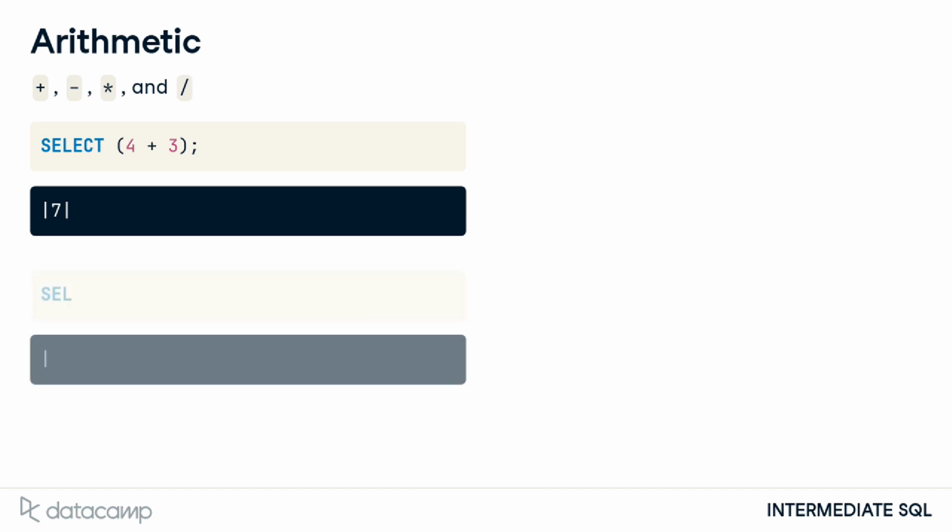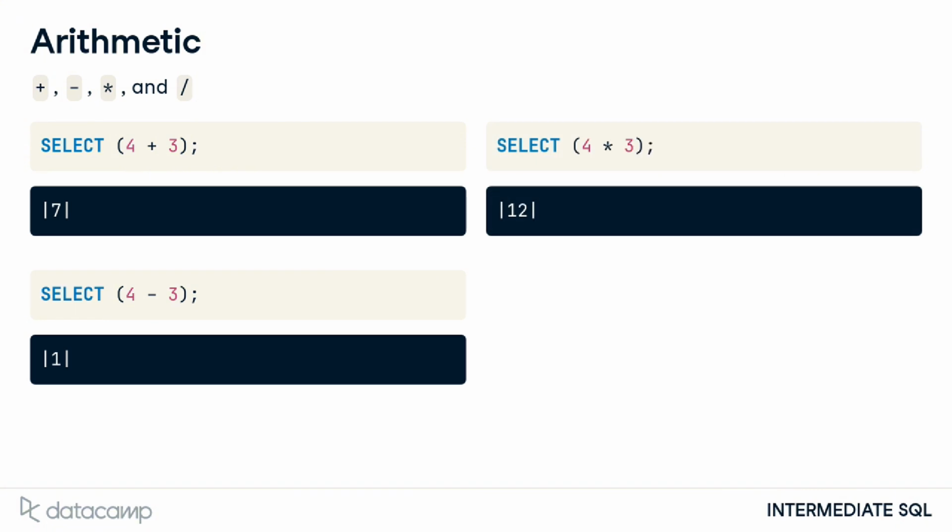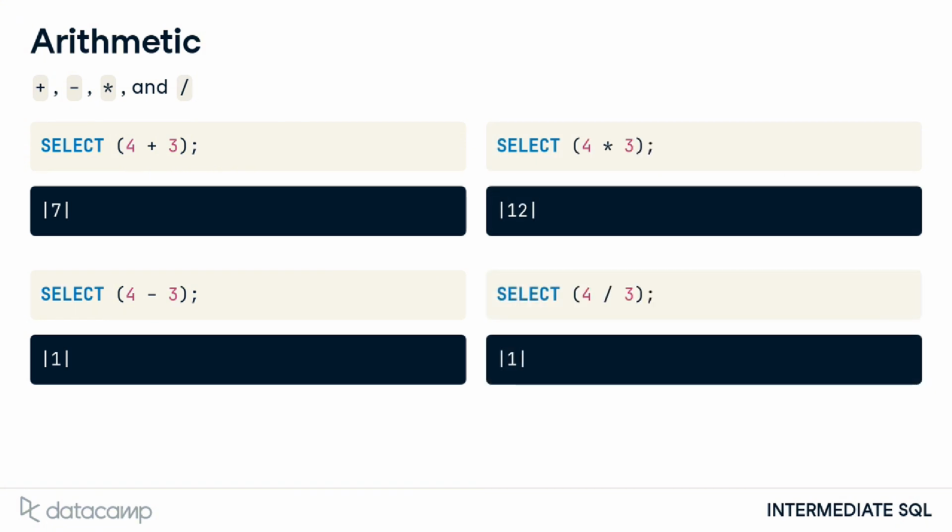We can add, subtract, multiply, and divide as follows. In these examples, the parentheses are not required as only one calculation takes place. However, they provide more clarity to the code. But the division gives a result of 1.